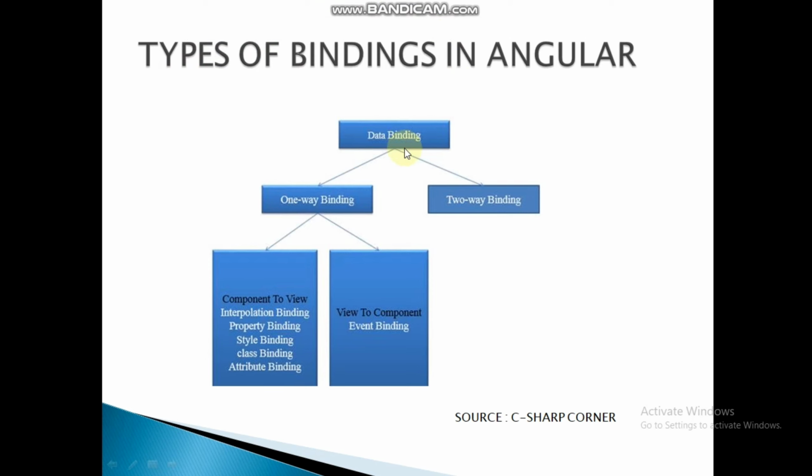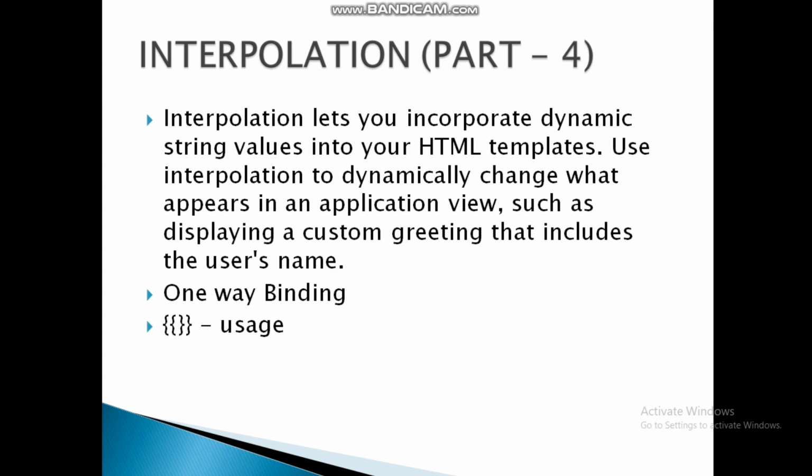And coming to the types of binding in Angular, data binding can be achieved in two ways, like one-way binding and two-way binding. Coming to the one-way binding, we have two types. One is from component to view and other is from view to component. So again, from component to view, we have five types of binding, like interpolation, property, style, class and attribute. But for view to component, we have only one binding, that is event binding.